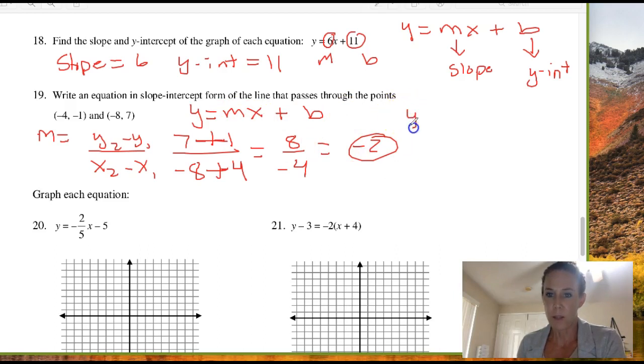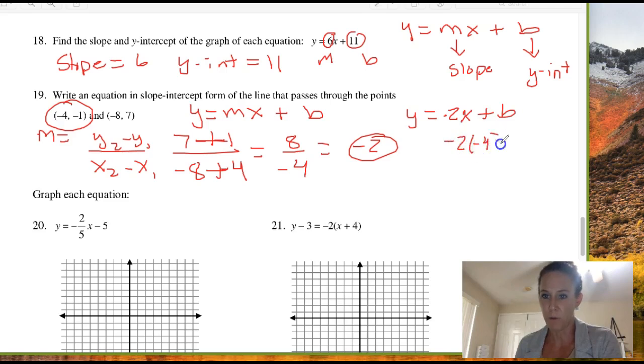Now I've got this, y equals, my slope is negative 2, x plus b. How do I get b? Well, I have 2 points here. This is an xy, this is an xy. I can pick either one of these. These are both on the line. Just pick one. Pick this point. I'm going to plug it in for x and y and solve for b. So plug in this for x. So I'm going to go negative 2 times my x value, negative 4. Plug in negative 1 for y. So y will be negative 1 equals negative 2 times negative 4 plus b.